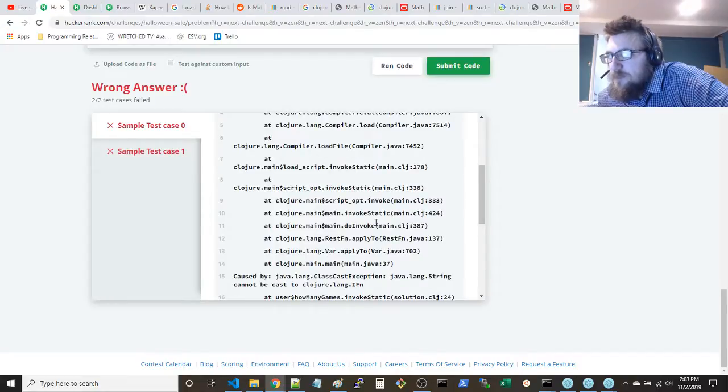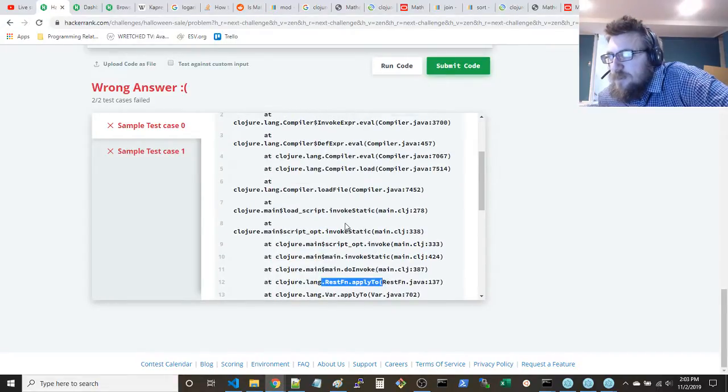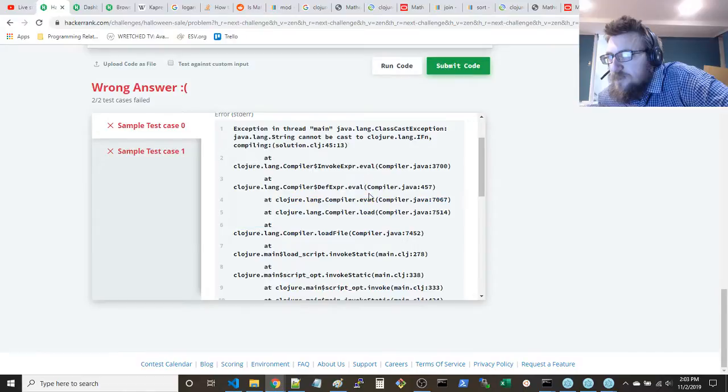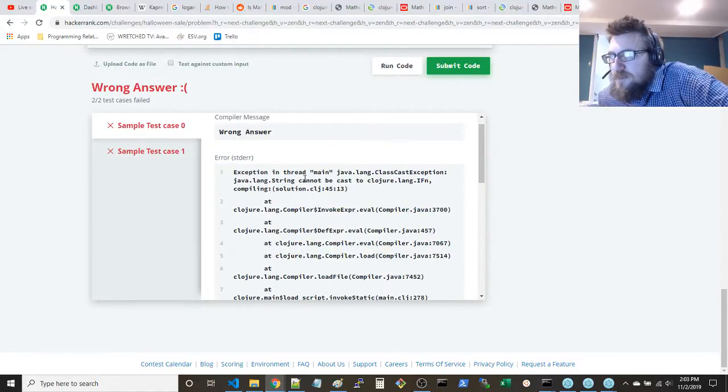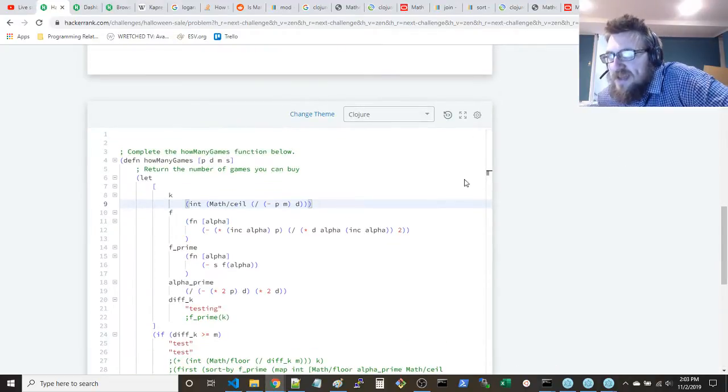I don't even know why it's not compiling. Apply to invoke static eval load. Eval. String cannot be cast to function. Where is that even happening? Why are you doing that? Why does that matter? Is that string in here?